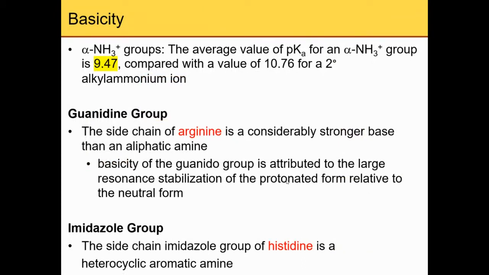So for the basicity, the amino group, okay, the average value of pK for an amino group is 9.47, right? And the side chain of arginine is considered a stronger base than the aliphatic amine, and the side chain imidazole group of histidine is a heterocyclic aromatic amine. So that's the basicity of those amino acids.